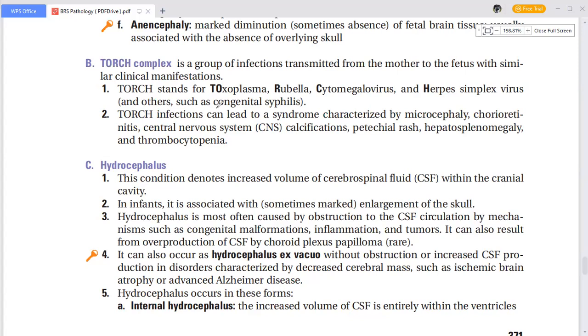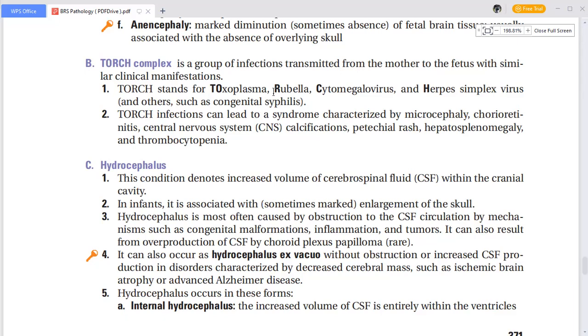So, what is hydrocephalus? We've been talking about hydrocephalus almost everything. Anyways, before we even go there, let's talk about the TORCH complex. Guys, as a medical doctor, you have to know what TORCH complex is. And we talked about it in microbiology last year. So what is TORCH complex? TORCH complex is a mnemonic, an acronym for something.